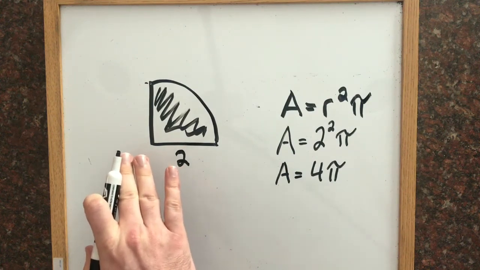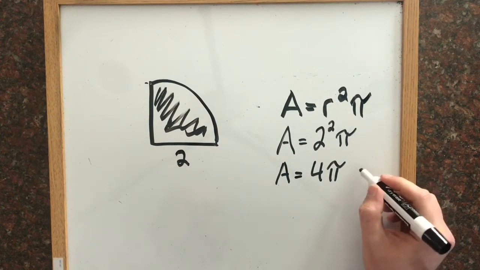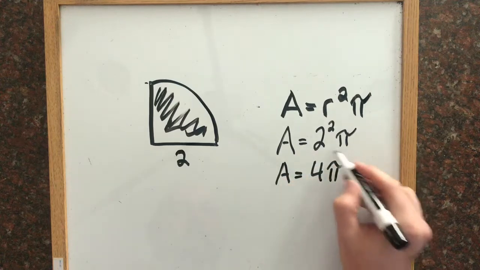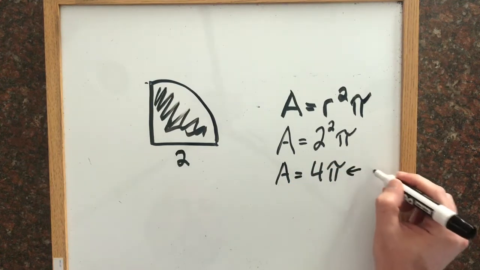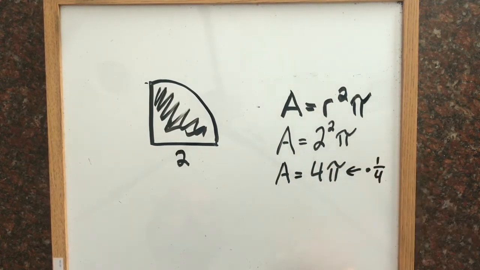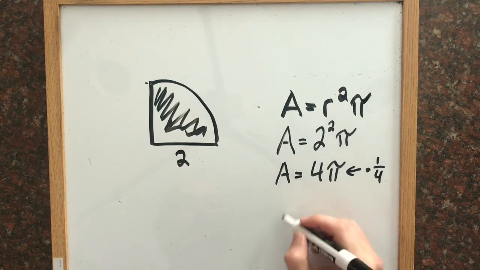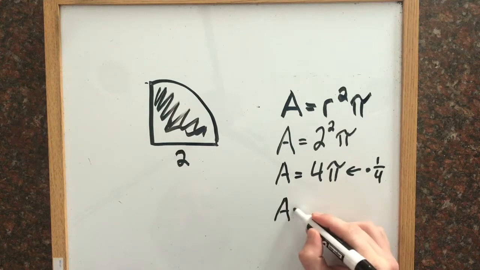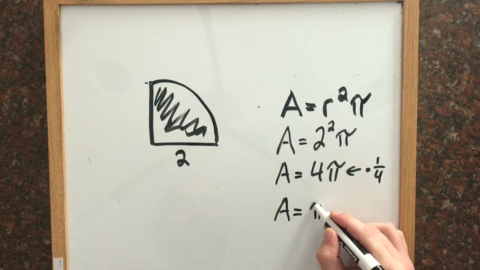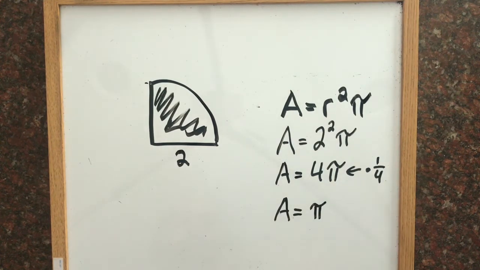Since we are dealing with a quarter circle, we're going to take the area that we found of the full circle and multiply that by 1/4. 4 times 1/4 is 1. So the area of this quarter circle is pi. If you plug that in as your answer, it would absolutely be correct. This is the exact answer.